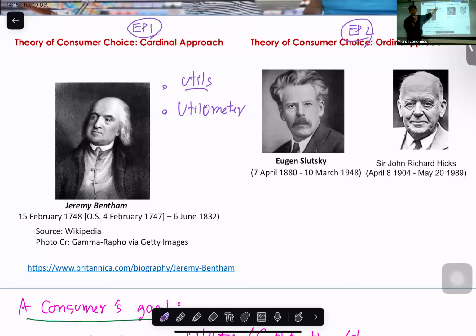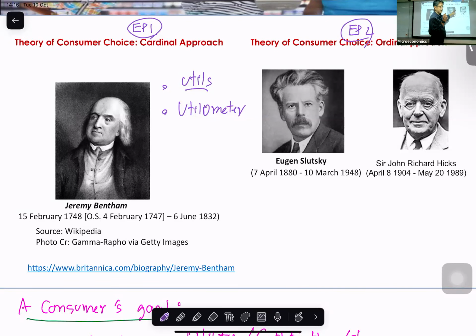The word cardinal means he assumed that utility is measurable. And the two persons here laugh at him later on. Hey, that's a ridiculous assumption. We don't have this. So the second approach is called the ordinal approach, episode 2. The two persons here said, we don't need a ridiculous assumption like this.